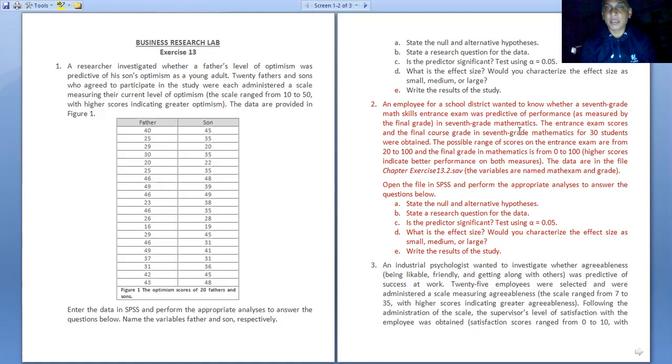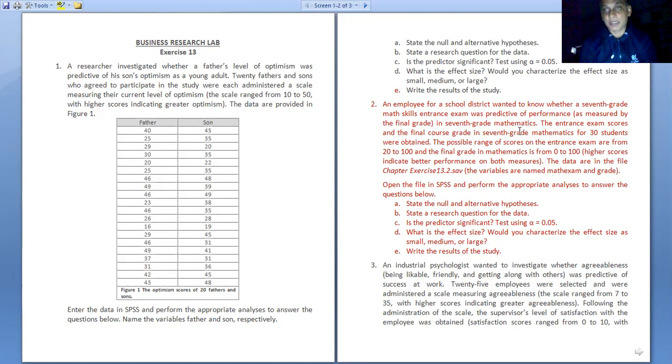Here we have an employee for a school district who wants to know whether a seventh grade math skill entrance exam was predictive of performance as measured by the final grade in seventh grade mathematics. So the entrance exam score and the final course grade in seventh grade mathematics for 30 students were obtained. The possible range of scores on the entrance exam is from 20 to 100, and the final grade in mathematics is from 0 to 100. Higher scores indicate better performance on both measures. The data are in the file 13.2 and the variables are named math exam and grade.